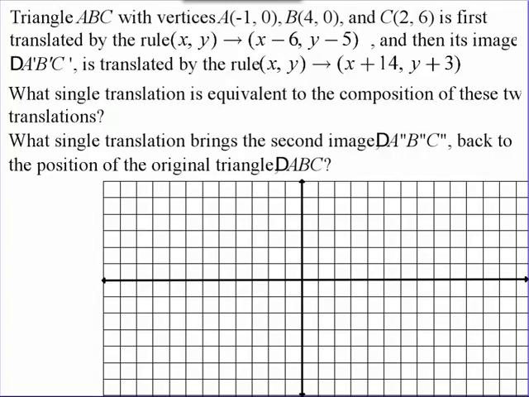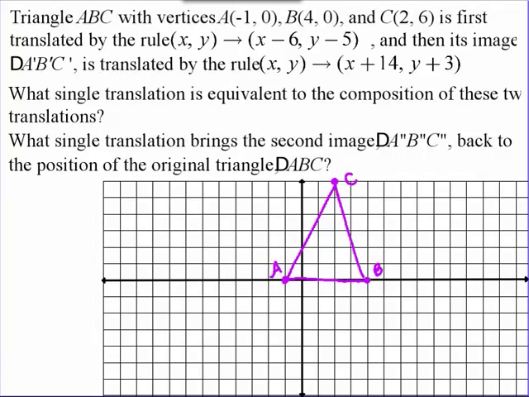So let's go ahead and look at this. It says triangle ABC with vertices A (-1, 0). So here's where A is. B (4, 0). So here's B. And C (2, 6). Okay, it is first translated. So first of all, here's my first triangle. Now this is one that, if you pay attention, shouldn't be nearly as hard as it looks. It's first translated by the rule (x, y) goes to (x minus 6, y minus 5). So what does x minus 6, y minus 5 mean I do with each of these points?